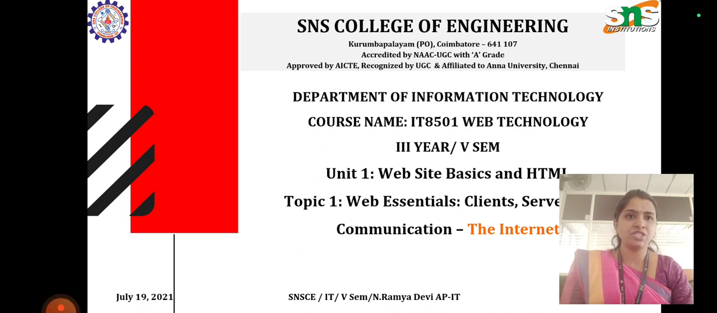Today I am going to share a topic in web technology, the website basics and HTML, in which the web essentials. So what are the essential elements which are needed for communication in the internet? So we need a client, a server, and then the communication backbone, like protocols, and then how the communication happens between the client and server in the internet.